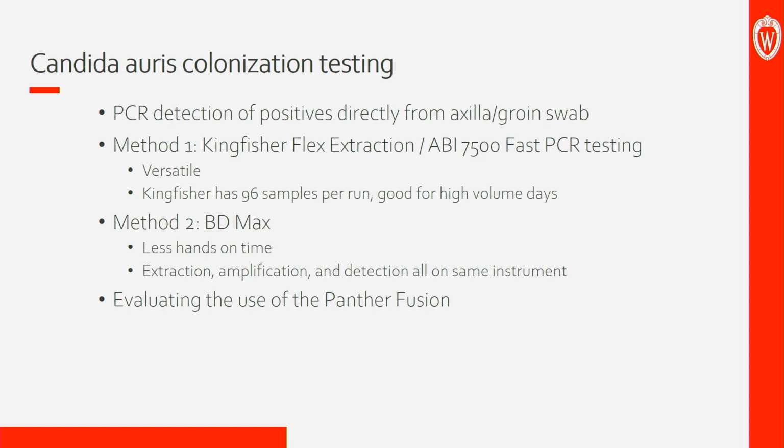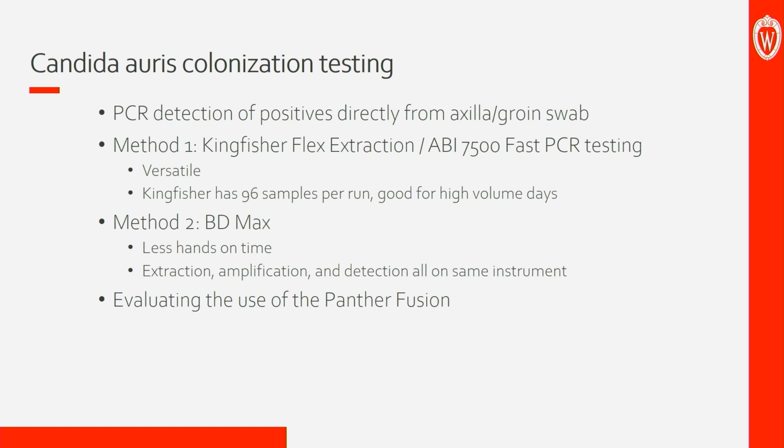We also do Candida auris colonization testing. We use a PCR detection of positives directly from the axilla groin swab. We have two methods for this. So the first method uses a KingFisher Flex extraction and then an ABI 7500 Fast PCR testing. This is pretty versatile, and it has a lot of samples per run, 96 samples per run, so it's good for high volume days. Our other method is the BD Max, which has less hands-on time, so the extraction, amplification, and detection all happen on that same instrument.